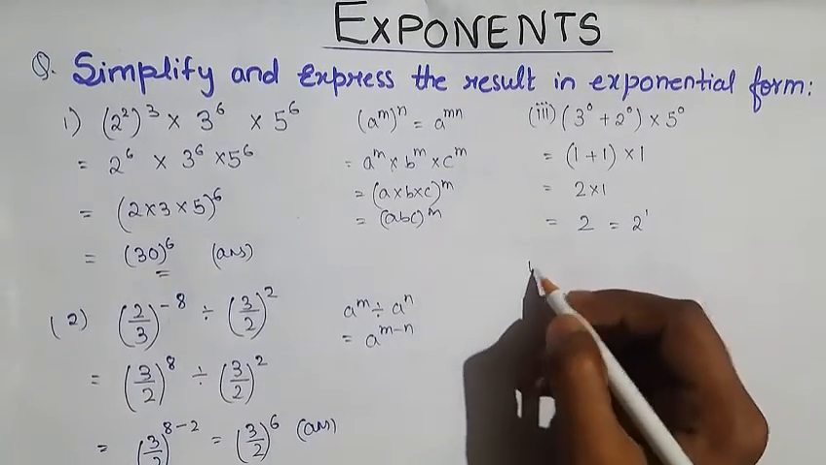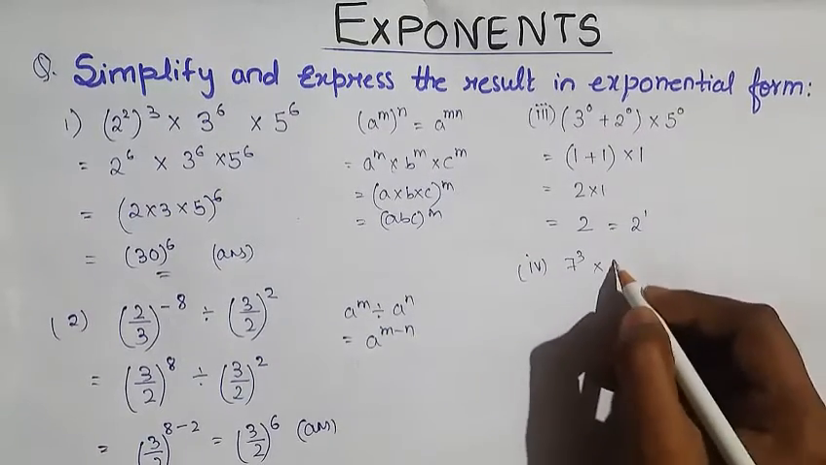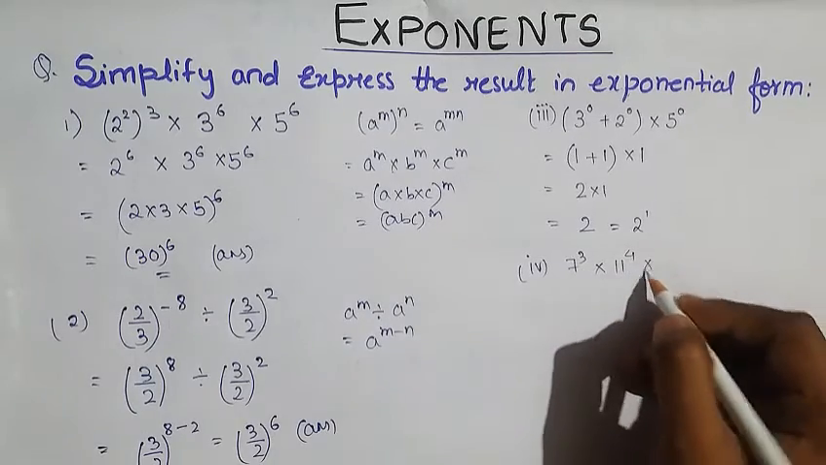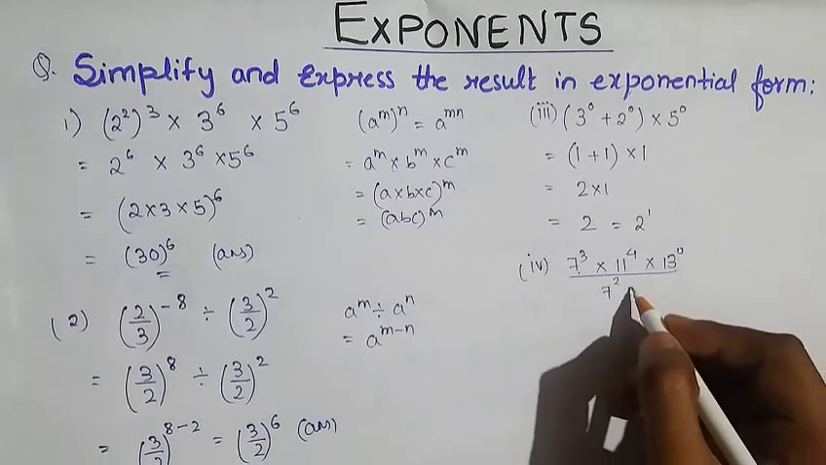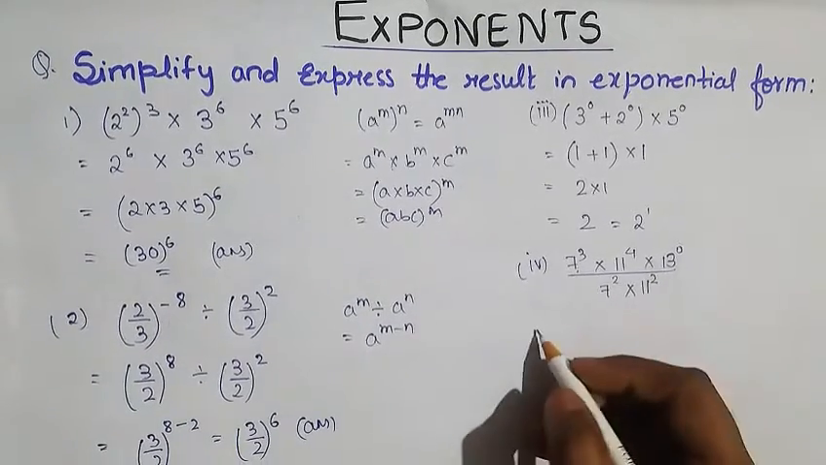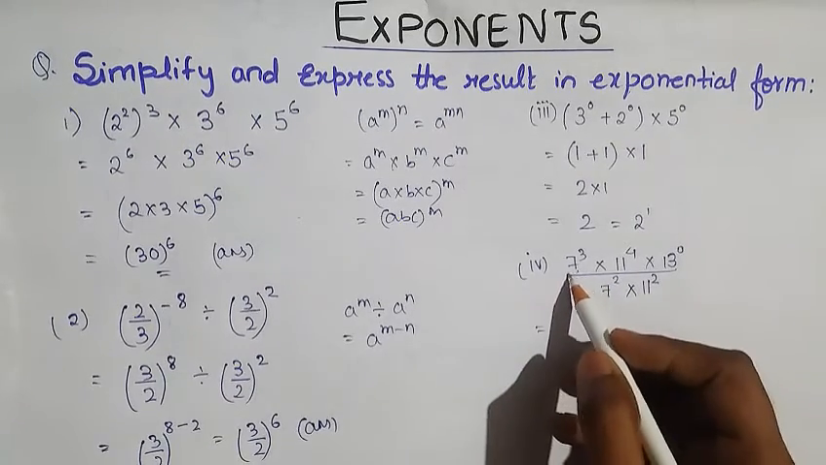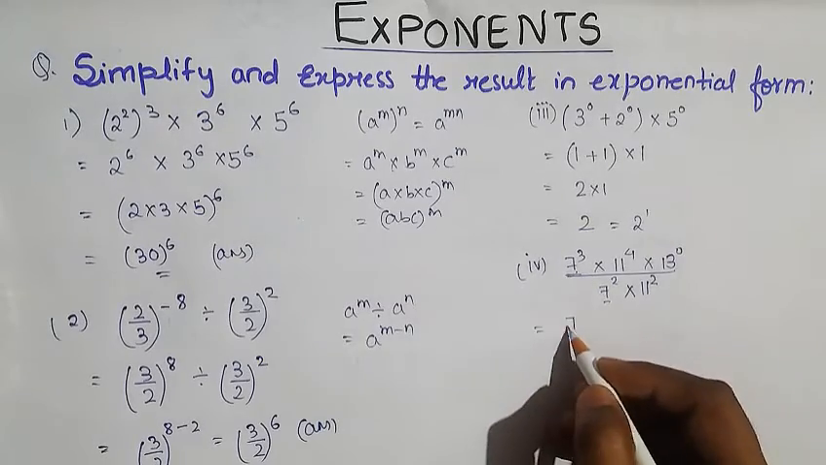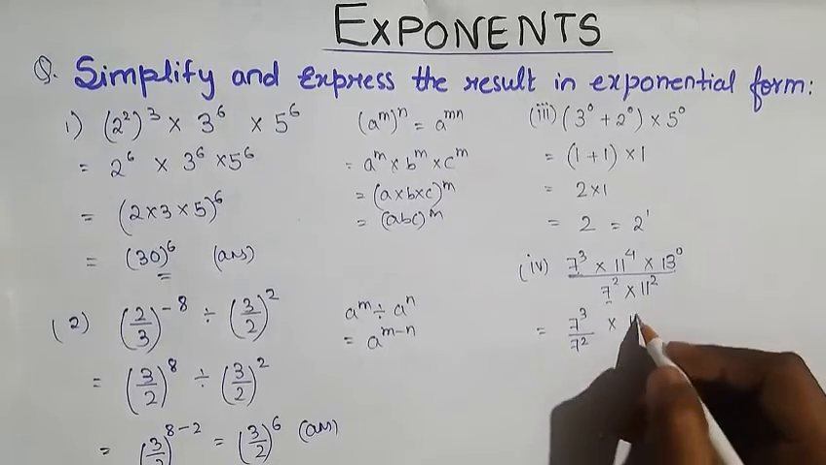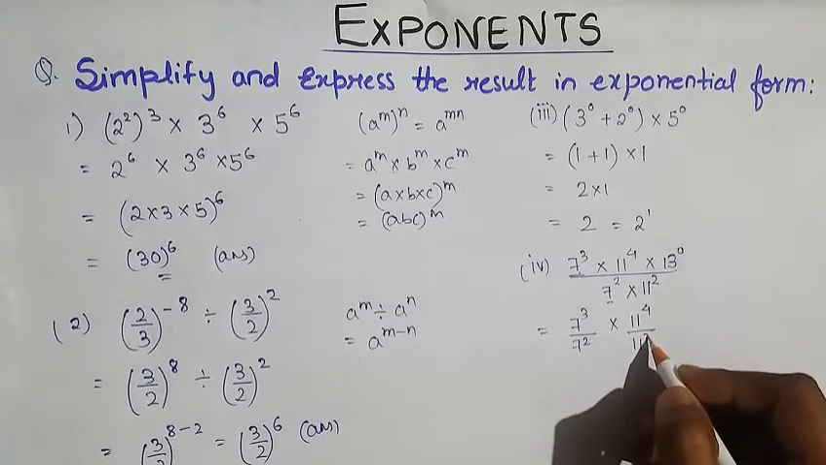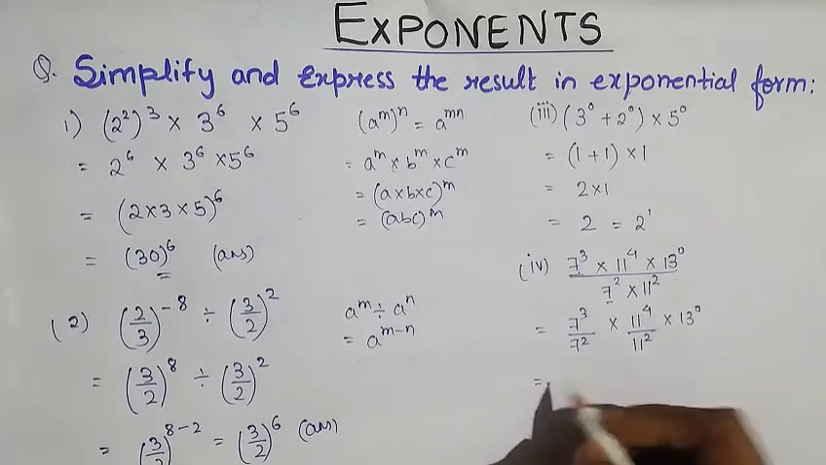Alright, let's see the next question, which is 4. Now the question is 7 raised to the power 3 into 11 to the power 4 into 13 raised to the power 0 upon 7 raised to the power 2 into 11 raised to the power 2. Alright, now we will just separate the same bases. We can see here it is 7 and 7, so we will write it together. 7 raised to the power 3 upon 7 raised to the power 2 multiplied by 11 raised to the power 4 upon 11 raised to the power 2 multiplied by 13 raised to the power 0. So this is also an easier sum.